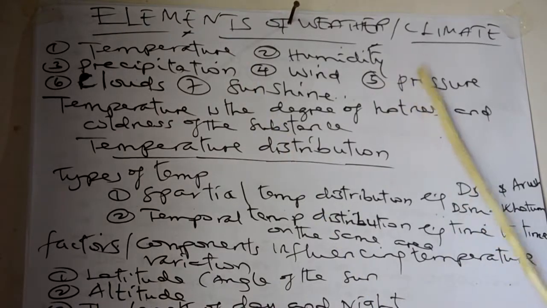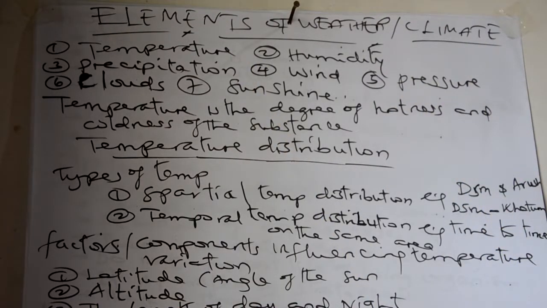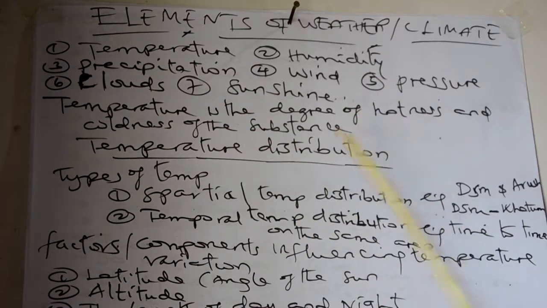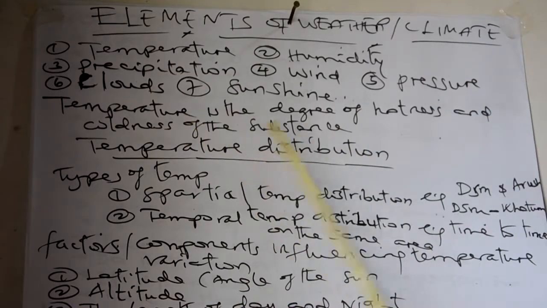Elements of weather or climate. We have 7 elements of weather and climate. The first one is temperature, then humidity, precipitation, wind, pressure, cloud, and sunshine. Most of these elements of weather will be described in detail so as to make understanding easy for the learners, as it's supposed to be.